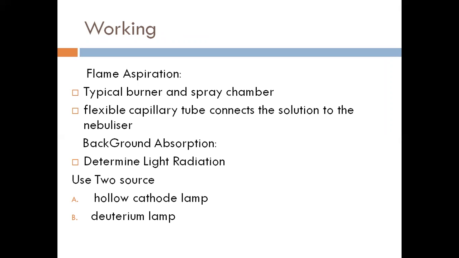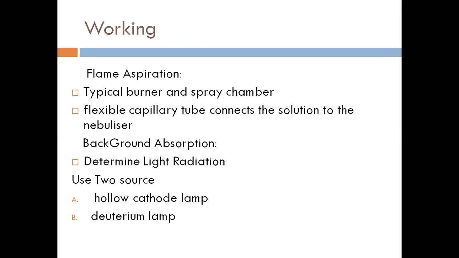Working of background absorption: there are two sources of background radiation, the hollow cathode lamp and the deuterium lamp. The deuterium lamp produces broad band radiation, not a specific spectral line as with a hollow cathode lamp. By alternating the measurement of the two light sources, generally at 50 to 100 hertz, the total absorption is measured with the specific light from the hollow cathode lamp with the background.